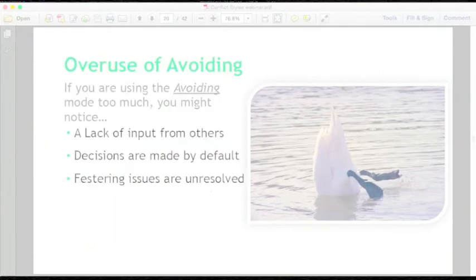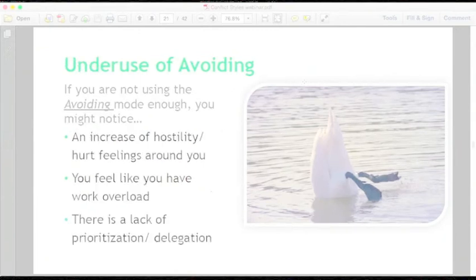So let's talk about if you're overusing avoiding, because this might be your dominant skill. Think about this and ask yourself these questions. Do people have a hard time getting your input? When people ask, do you not respond to their input? You just ignore it? Do people sometimes walk on eggshells around you because they're afraid that you're just going to ignore them? Or are decisions made on important issues by default? So you just decide not to make an issue, so it just gets made by default by not making the issue at all. Those might be some questions you can ask yourself to see if avoiding is your dominant mode.